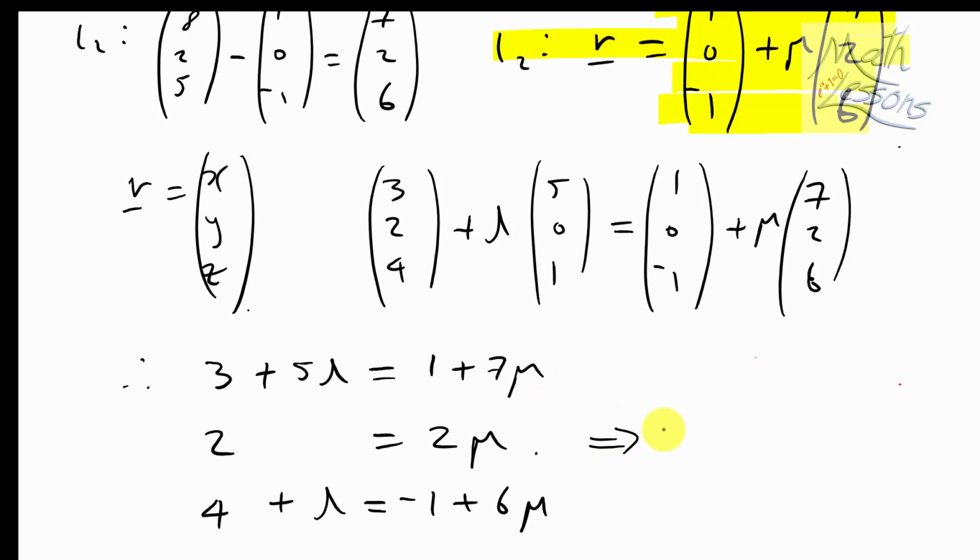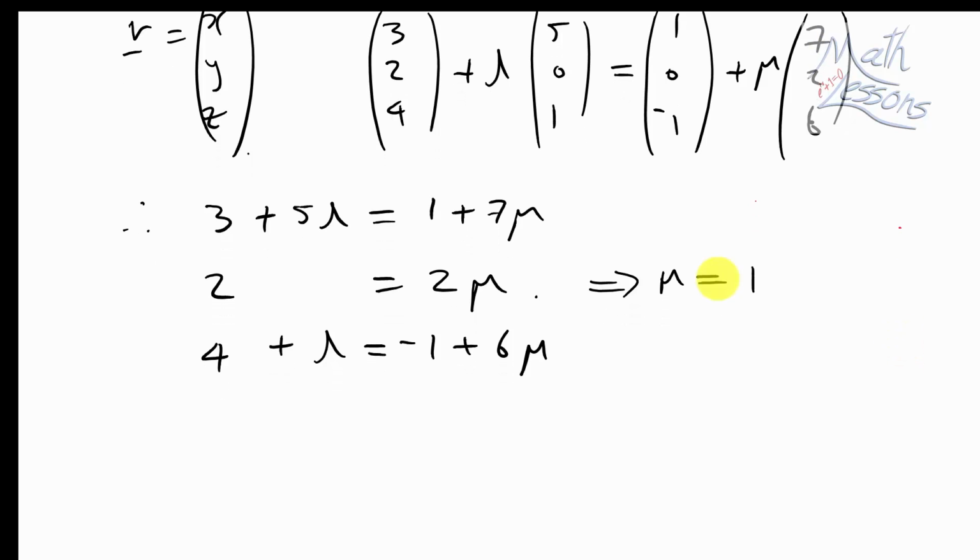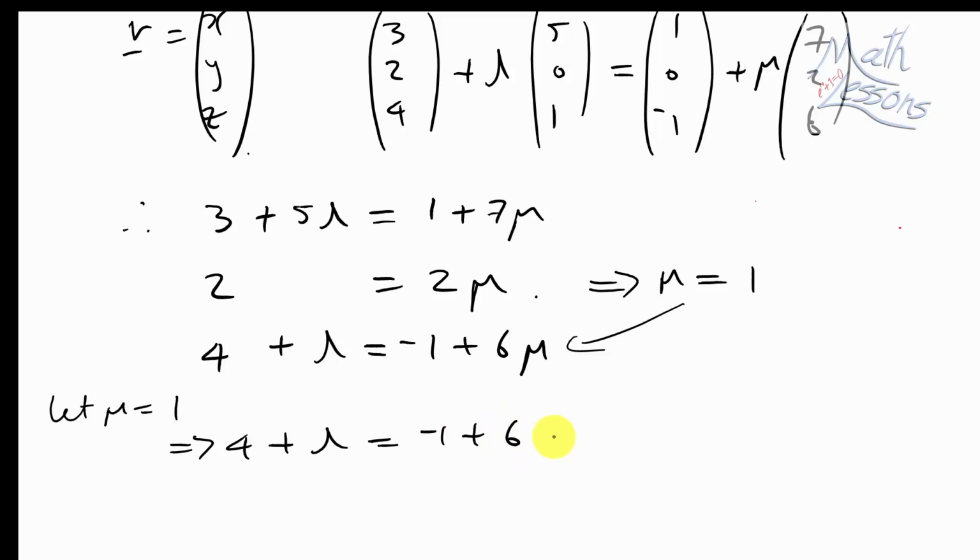So this just implies that mu equals 1. So let's put mu equals 1 into here. If we let mu equal 1, this implies that 4 plus lambda will equal minus 1 plus 6. So therefore lambda will equal 5 minus 4, which is 1 as well.